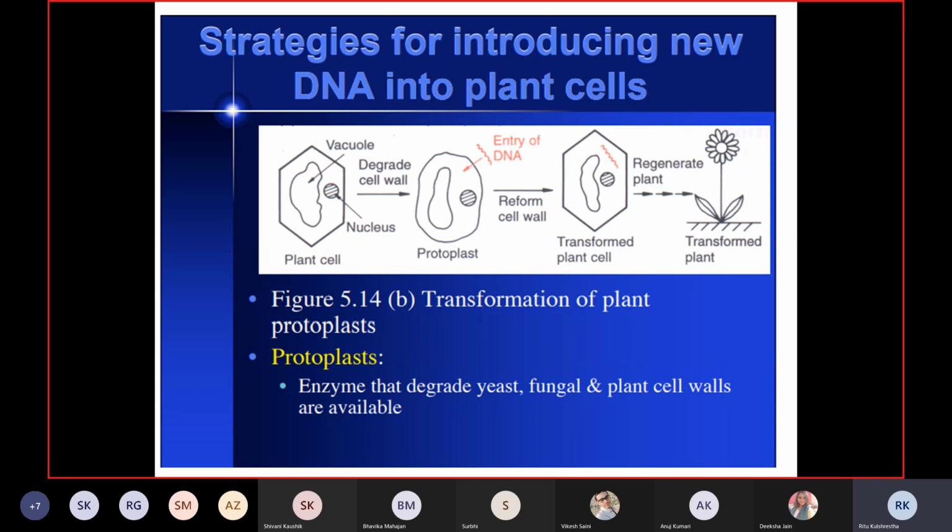But still, in this case also we have certain limitations, because not all plant cells show good regeneration from protoplast. It was seen that in some plants it was very nice and you can regenerate the whole plant from protoplast, while in others it was not that successful. So depending on which plant a lab is working on, they have to standardize which method works best for them.